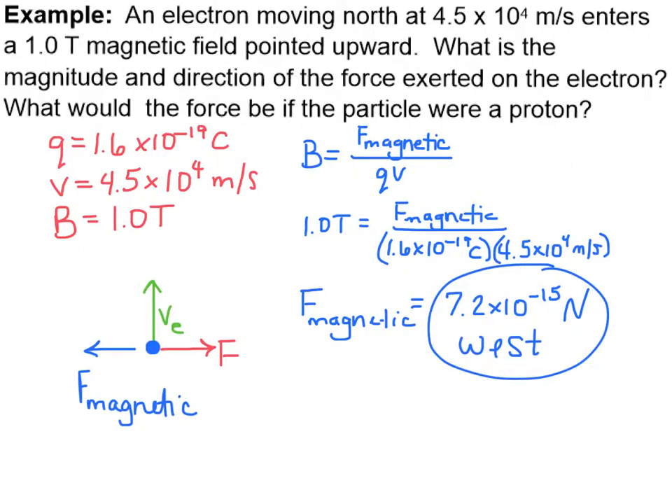The second part of the question, what would be the force if the particle were a proton? Well, it would have the same magnitude, right here, 1.6 times 10 to the negative 19. So the same magnitude would be there, but it would be east instead of west.